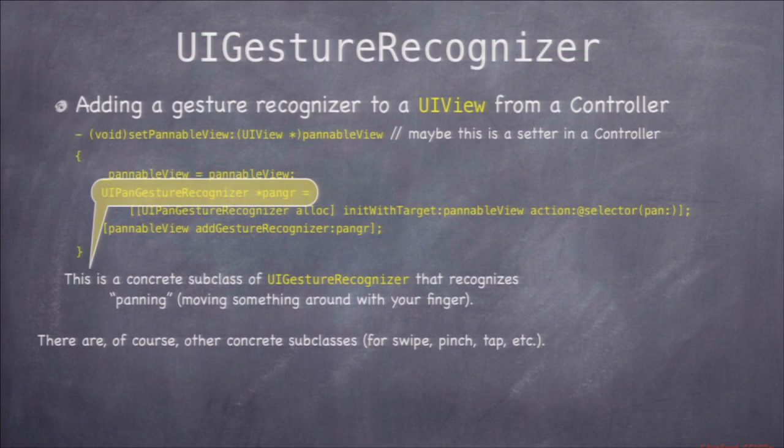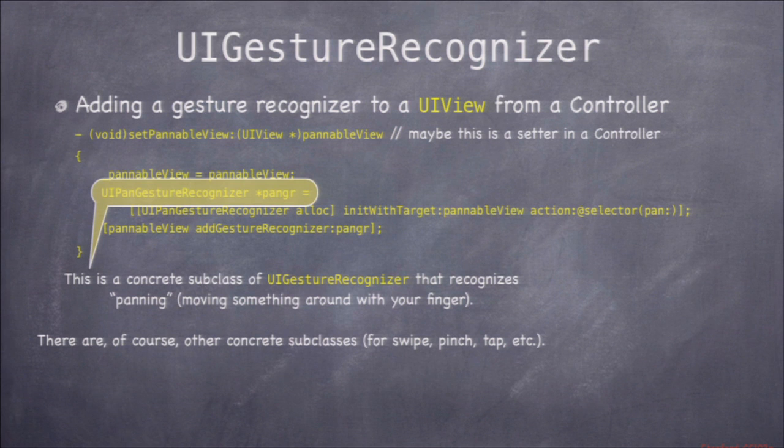But the controller can handle it itself. So we'll do both in the demo. We'll have the controller handle it, we'll have the view handle it, the whole deal. So let's take a look at the code, what the code would look like to add a gesture recognizer to a view in a controller. So this code that I'm showing right here is in a controller.